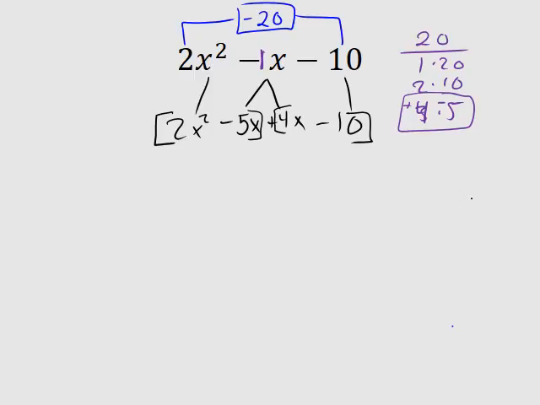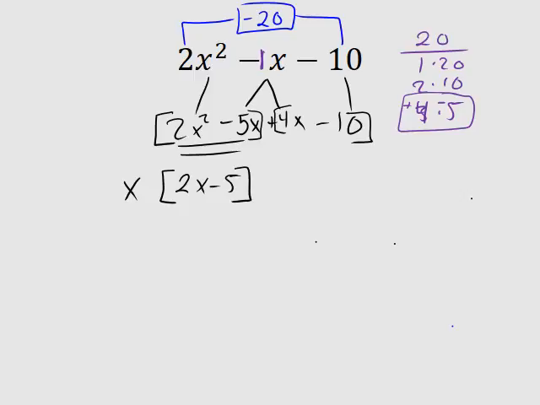And so here we go. We've got our two groups. We're going to look for a common factor. So we did, once again, first times last. We split our middle term. Now we're looking for a common factor. Common factor here in the first group is x. And so I'm left with 2x minus 5.